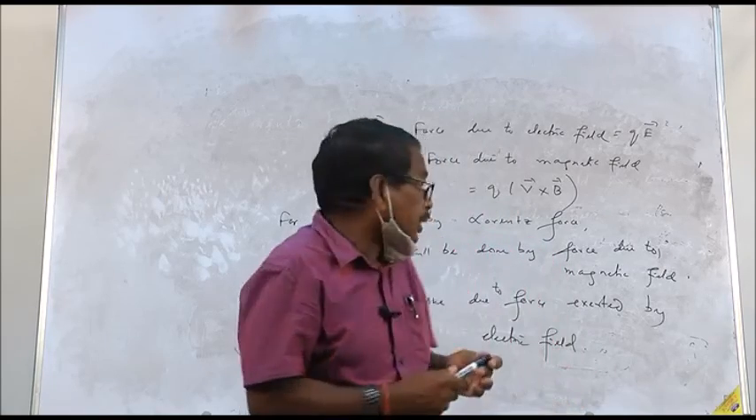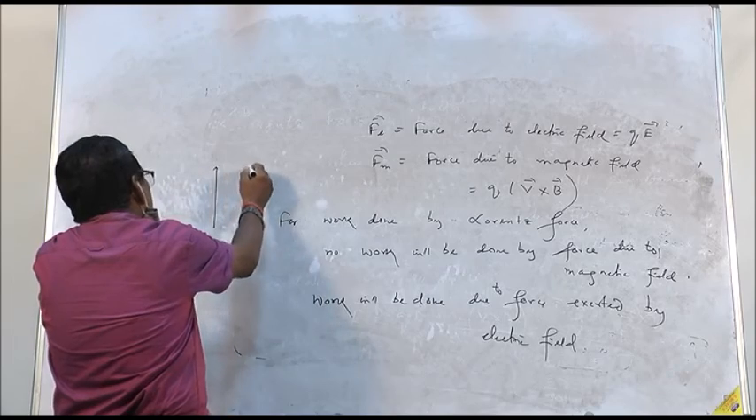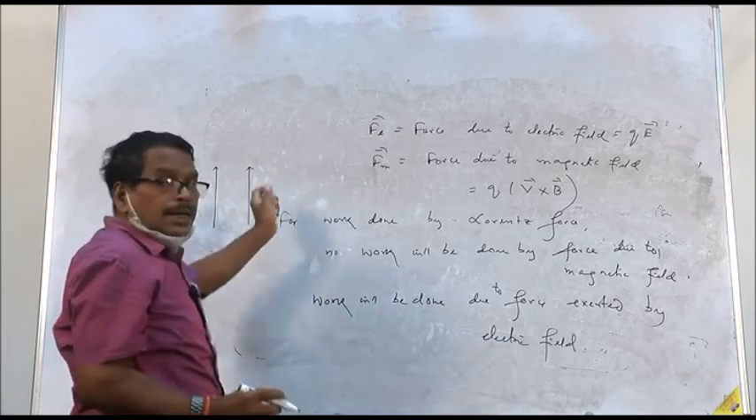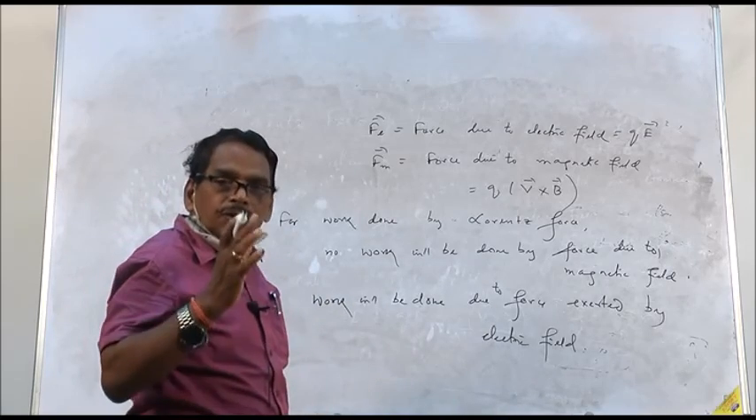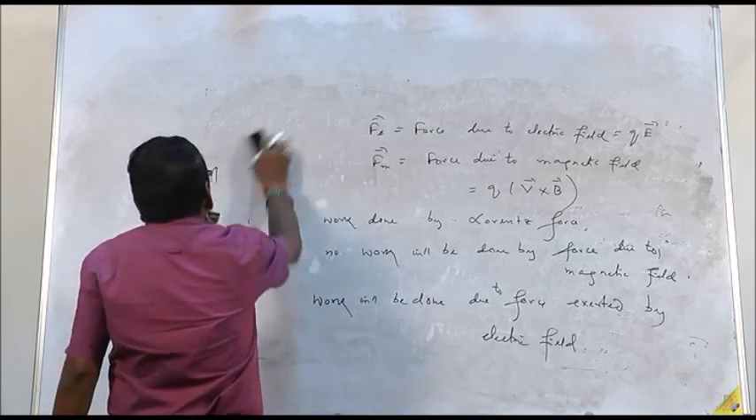When there are two parallel conductors, if current is flowing in the same direction, they will attract each other, and if current flows in opposite direction, they will repel each other. This is very important, remember this.